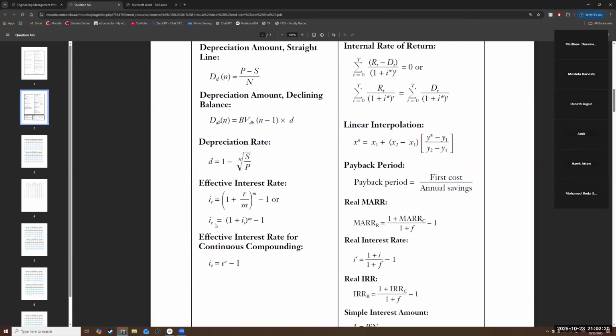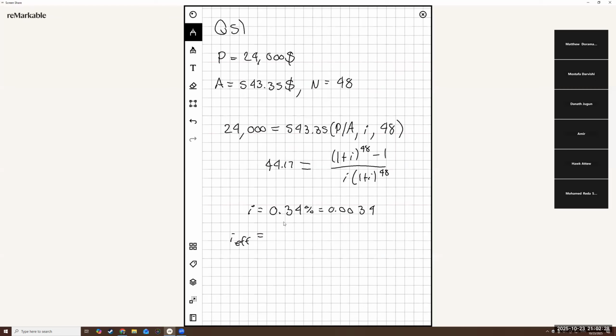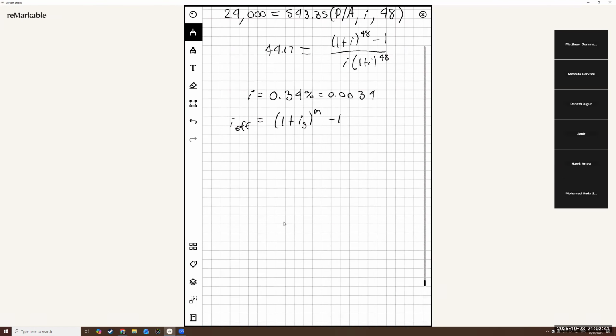Here's your formula for the effective interest rate: 1 plus the interest rate to the power of m, minus 1. Okay, what is m? The interest rate is 0.34%.